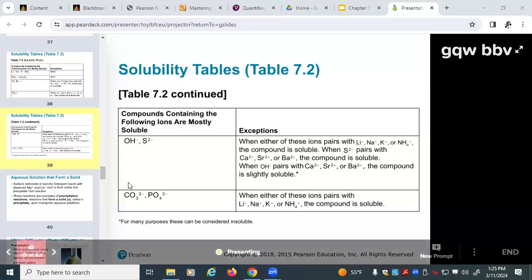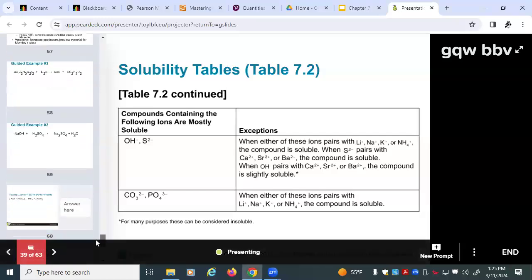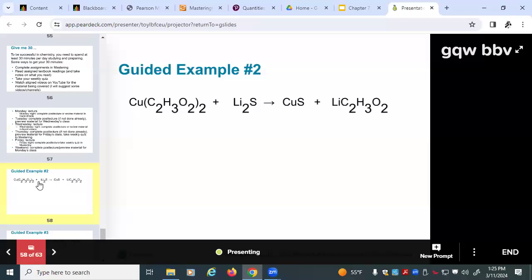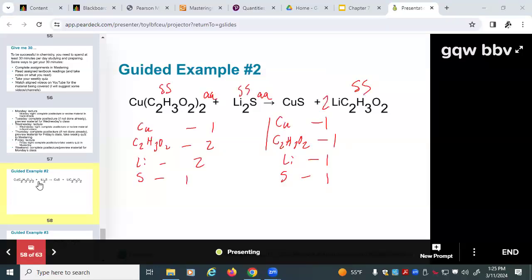So copper 2 sulfide is in fact insoluble.